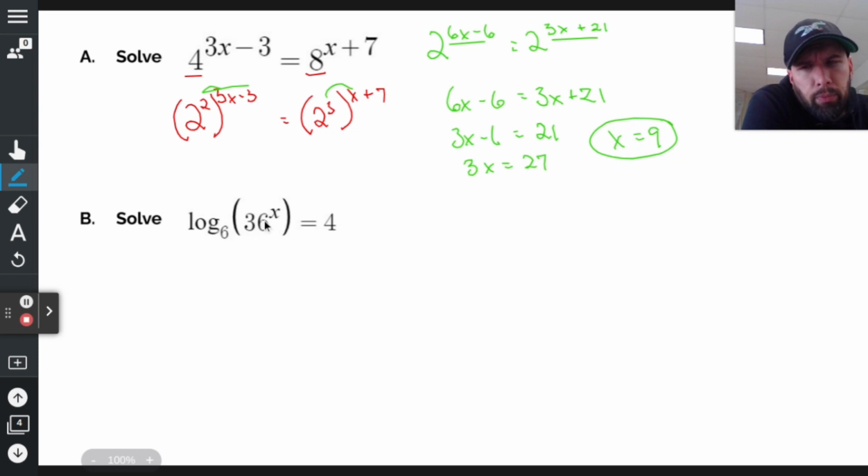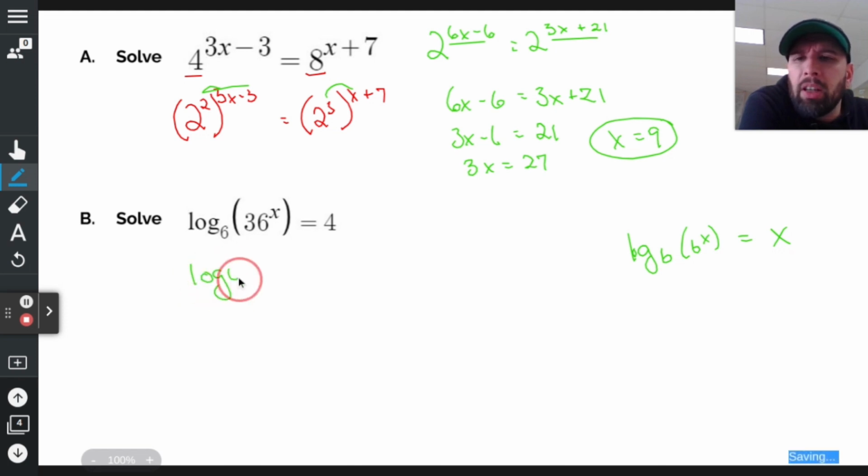Similar with this guy. Now, we know a rule that says log base b of b to the x allows the b's and the log to cancel out, leaving you with just an x. So this is what I'm going to do. Log base 6 of, let me see, 36 is 6 squared. So 6 to the 2x equals 4. Log base 6 of 6 goes away.